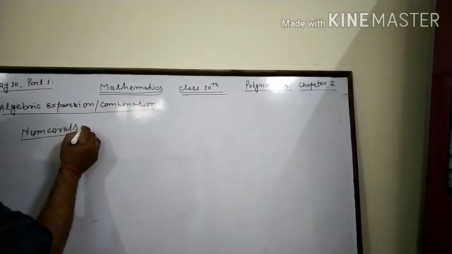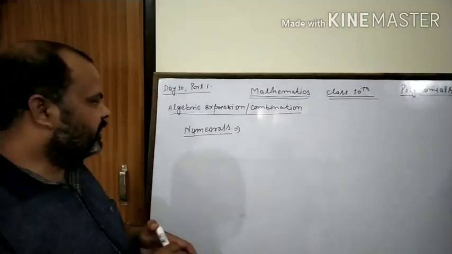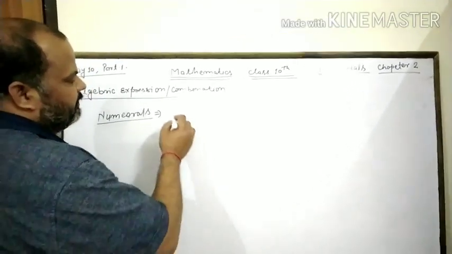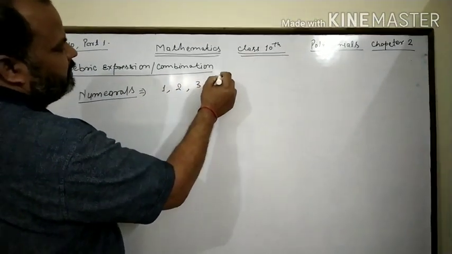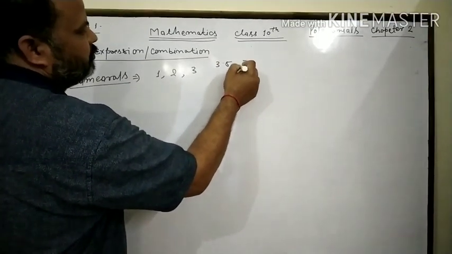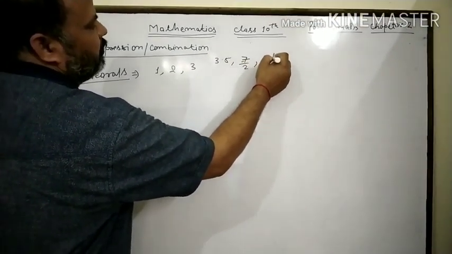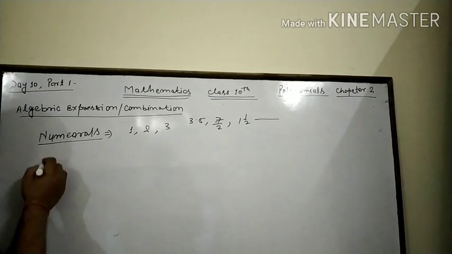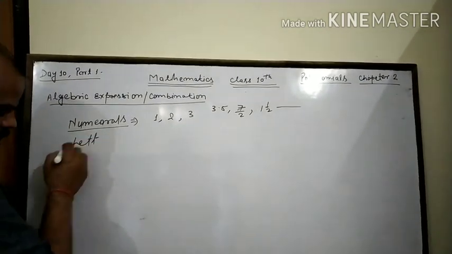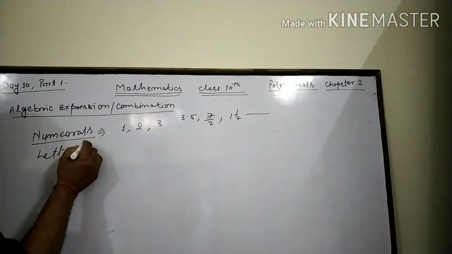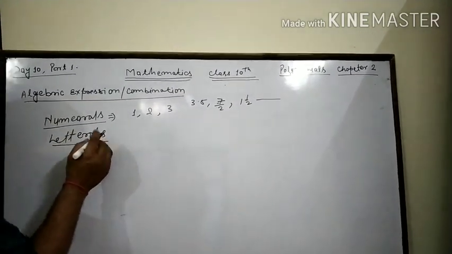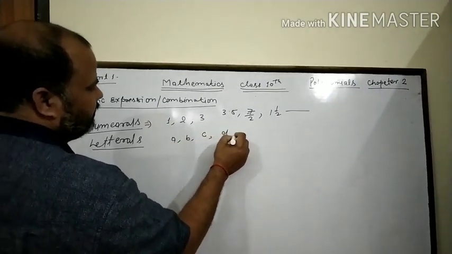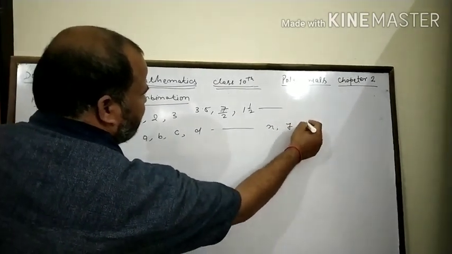Numerals. Then first of all, we know what the numerals are. Numerals are numbers, real numbers, like 1, 2, 3, 4, 5, 6, and so on. 1, 2, 3, 3.5, 7 by 2, 1 whole 1 by 2, all are numerals. Clear? And then after that, literal. Literals means normal alphabets like A, B, C, D and X, Y, Z.